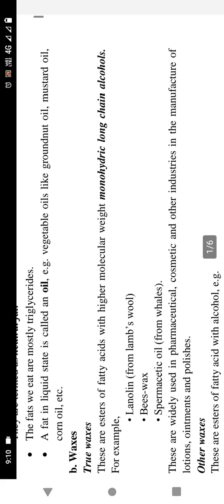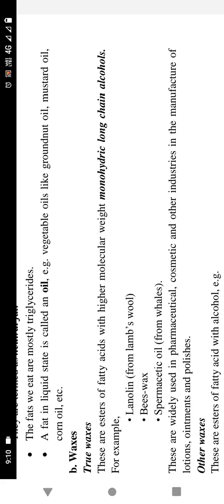A fat in liquid state is called an oil. Most oils fall under the triglycerol or neutral fat category. Examples are vegetable oils like groundnut oil, mustard oil, corn oil, etc. The next category is true waxes. These are esters of fatty acids with a high molecular weight, monohydric long chain alcohol. For example, lanolin, beeswax, spermaceti oil.